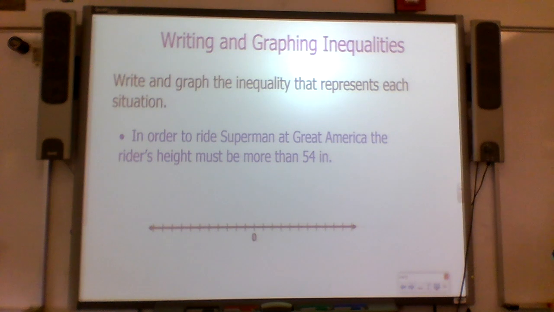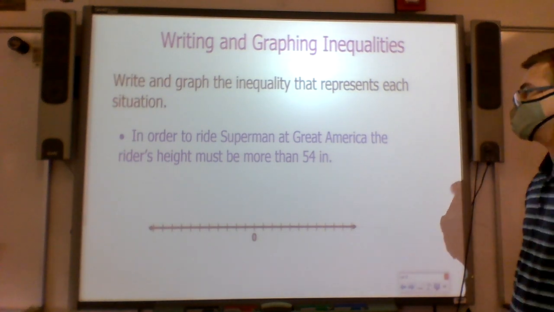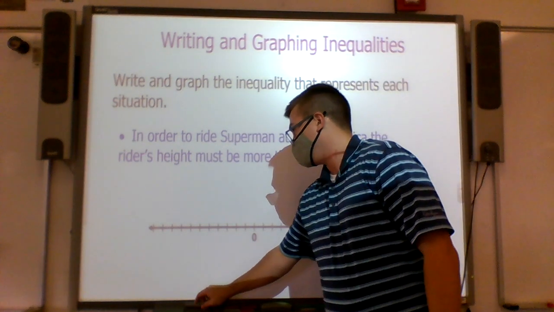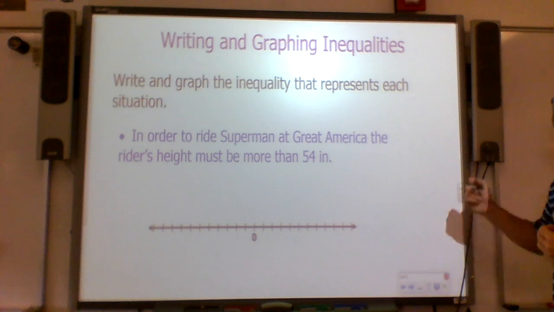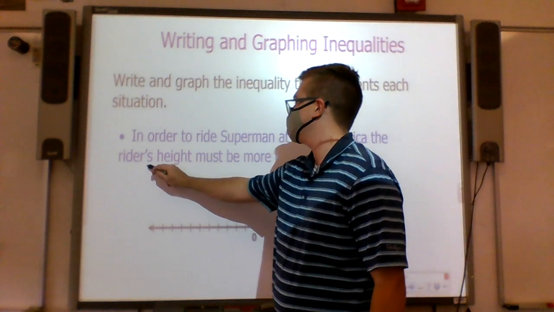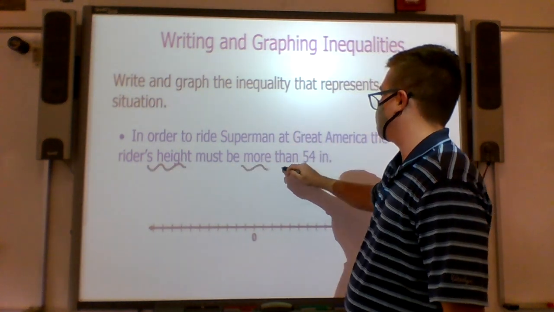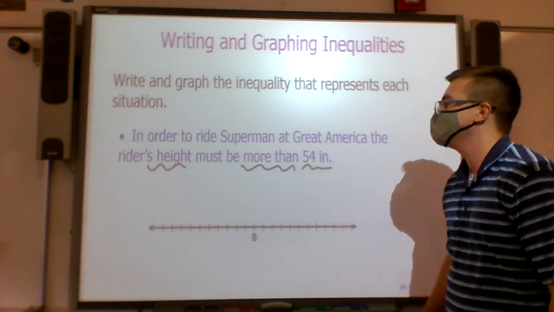This one says, write and graph the inequality that represents the situation. The situation is, in order to ride Superman at Great America, the rider's height must be more than 54 inches. So what is the statement telling us? Well, the statement is telling us that the height is more than 54.